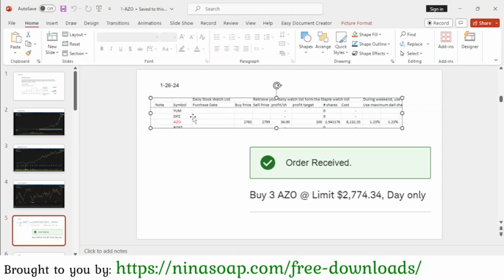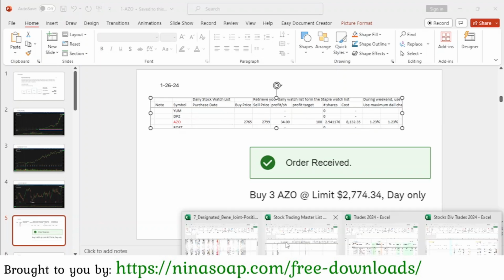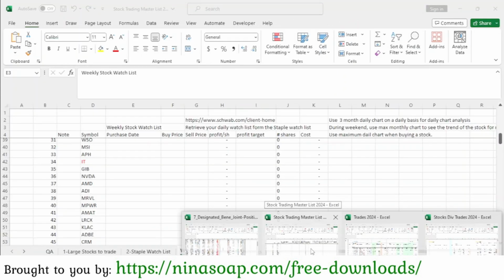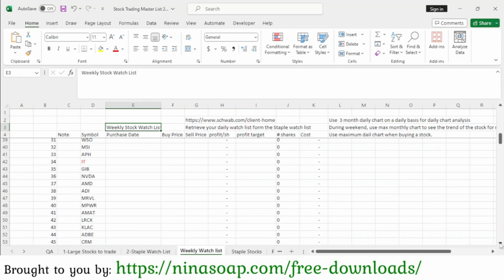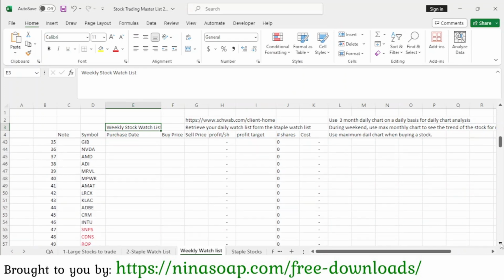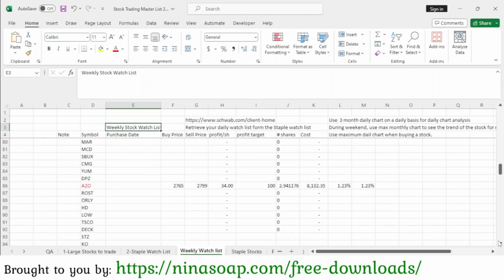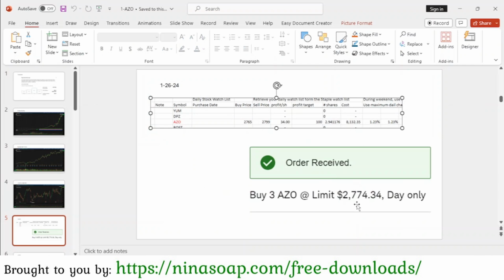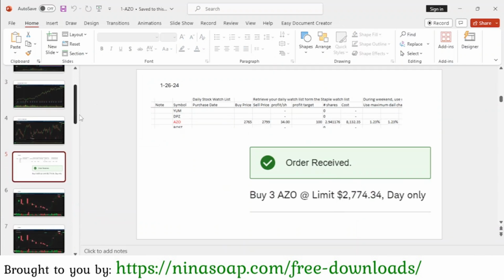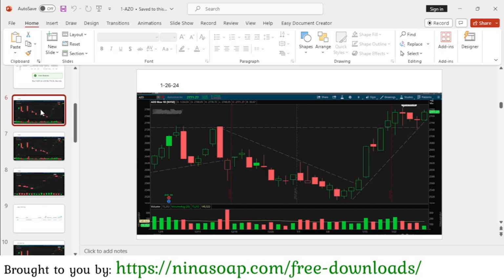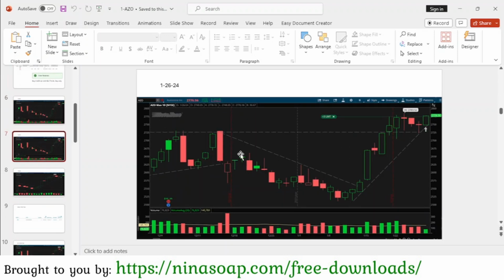And we take a capture of what we anticipated to buy from our watch list, and then when we place the order, from that point we will take a screenshot of the chart at the moment that we place the order.